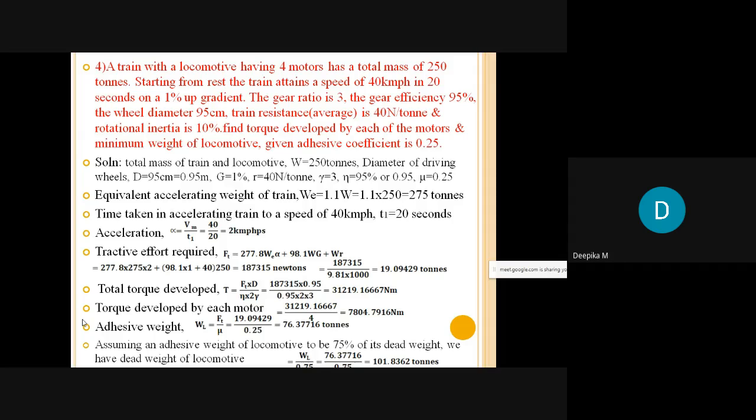So please be clear with the definitions, that is what is adhesive weight, what is dead weight, what is accelerating weight. The definitions we have to be clear, then only we can actually calculate the problem. Okay, so this is how we have calculated the dead weight and also the torque developed by each motor. Hence it completes the design problems related to the train movement.